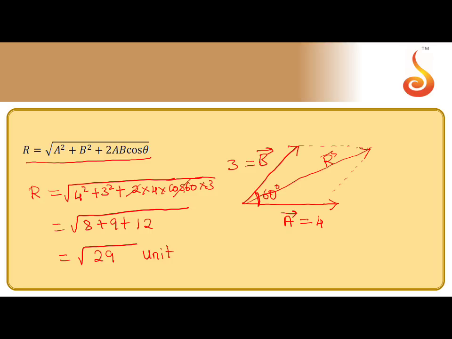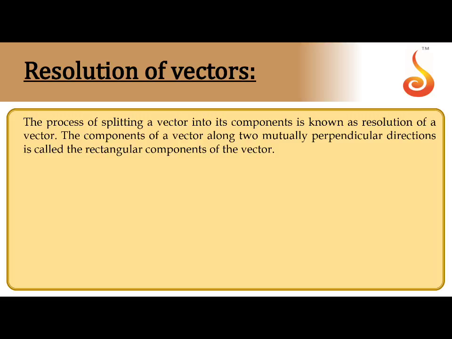This is how you need to add the vectors. When you are adding two forces, two electric intensities, intensity of light, or any vector for that matter, you should not add the numerical values. You need to add them using this formula. This is how you find the resultant of two vectors.